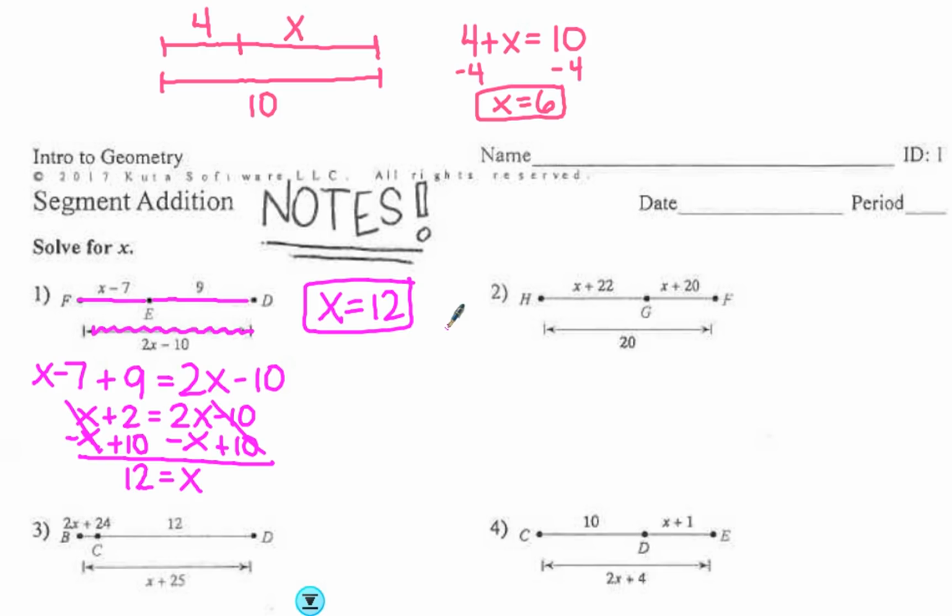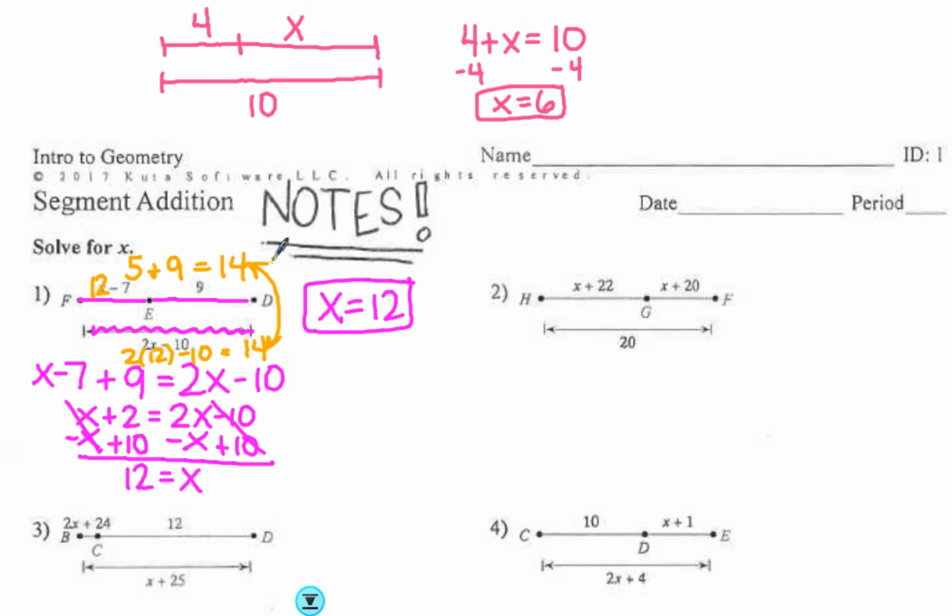All right, now here's a way to check yourself before you wreck yourself. Let's say I plugged in 12 for x, so I plugged in a 12 here. So 12 minus 7 is 5, plus this other 9 that I had. And then if I plugged in a 12 down here, so I had 2 times 12 minus 10. Well, that's 24 minus 10, which is equal to 14. Also up here, 5 plus 9 is equal to 14. So do you see how those two things are equal to each other? So that's one way to check your answer to see if you are doing the right things.